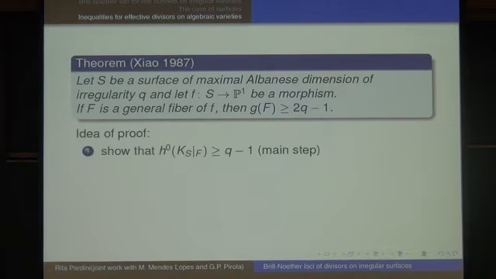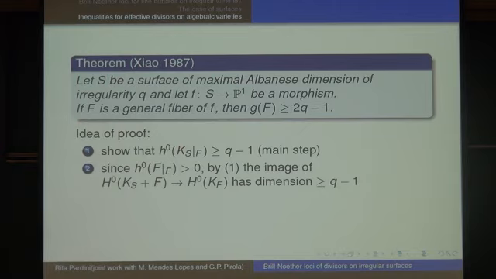So let me just tell you how he did this. First of all, the main step in the proof of this theorem is to bound from below the H0 of Ks restricted to F. And he proved that it is at least Q minus 1.